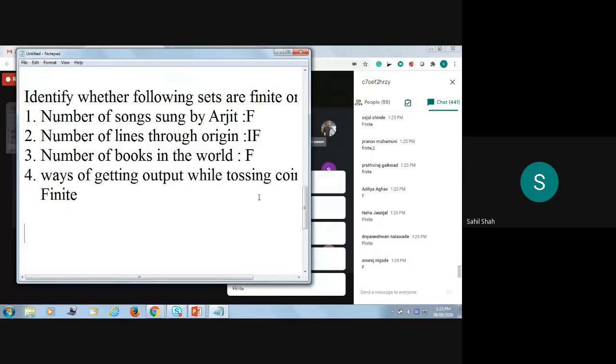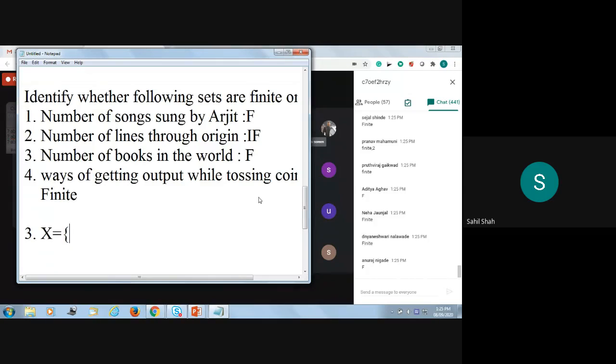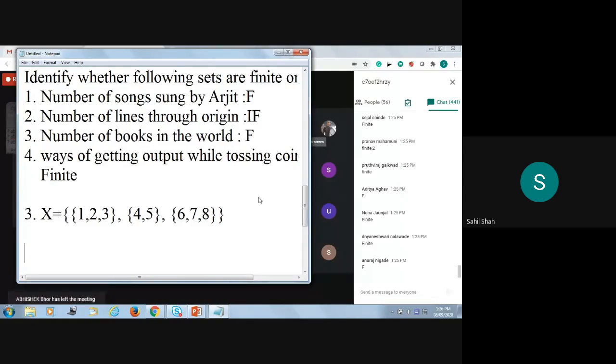One last question before we conclude for today. The very last question. I will not take much. So let us say I'm having set x: 1, 2, 3, 4, 5, 6, 7, 8. This is my set x and you have to tell me true or false. State true or false.